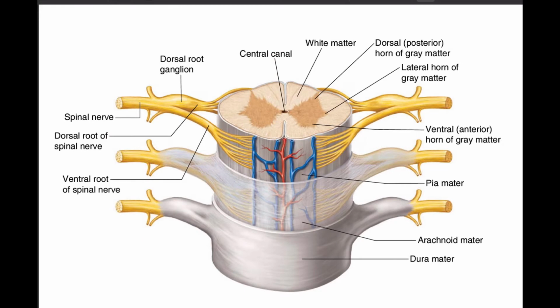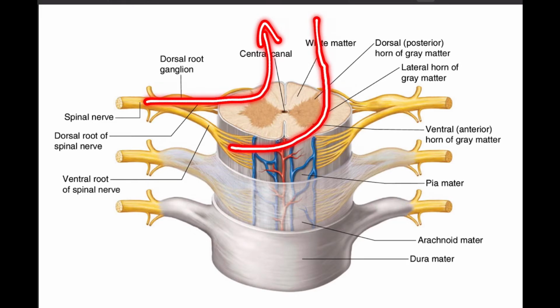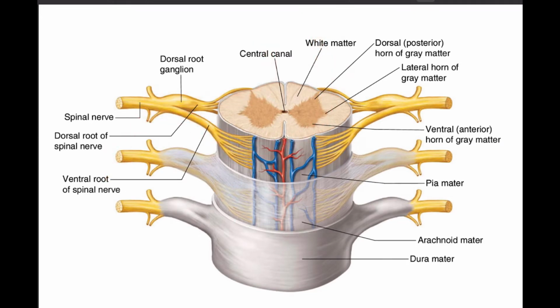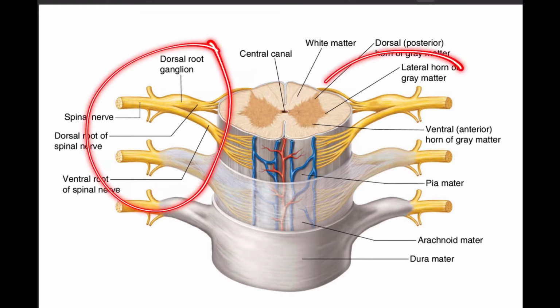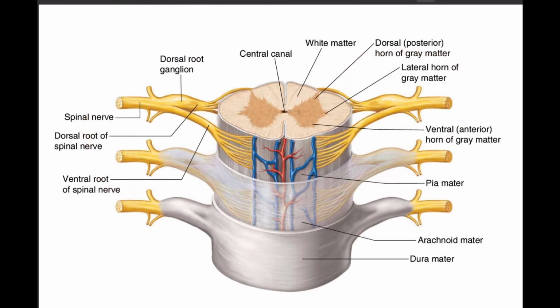So in the dorsal root you have sensory nerve fibers coming into the spinal cord and going to the brain, and in the ventral root motor nerve fibers from the brain go to the rest of the body through the ventral root. The same goes for the other side also. Whatever I say here, it is the same on the other side.